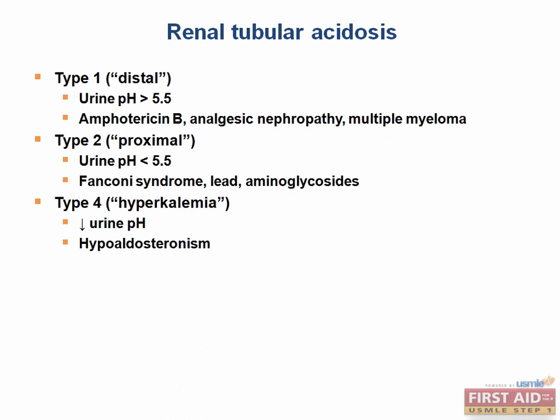There is also an increased risk for kidney stones because the urine will have a higher pH, thus making it easier to precipitate calcium phosphate. Causes of type 1 RTA include amphotericin B toxicity, analgesic nephropathy, and multiple myeloma.